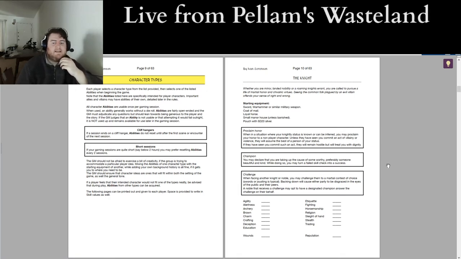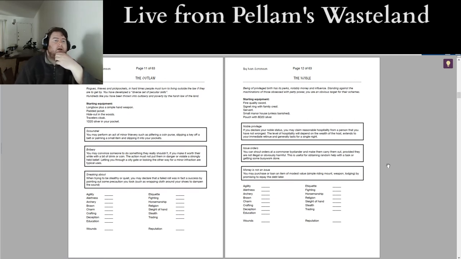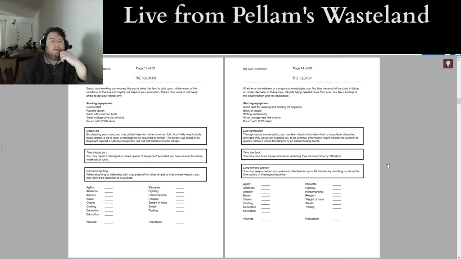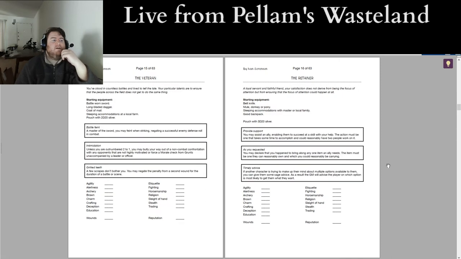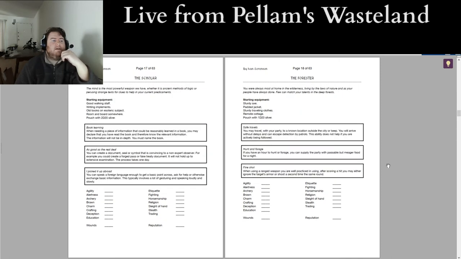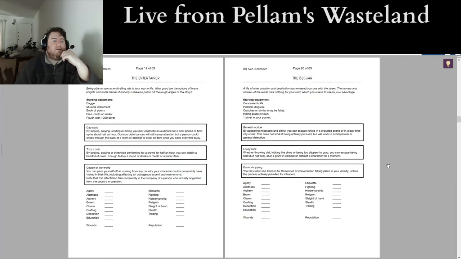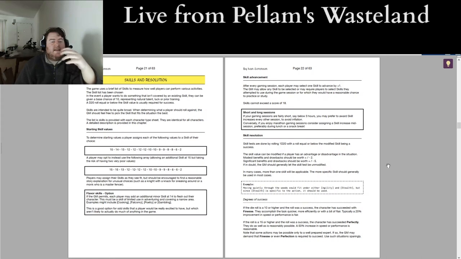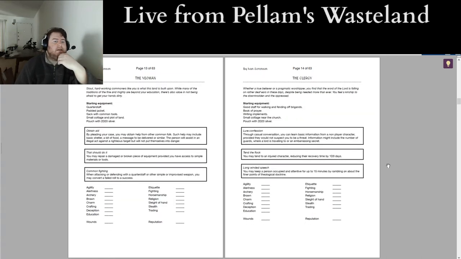So that's the idea, that's a knight ability, right? That's something the knight can do that's sort of special, breaks the rules. That's sort of how the abilities work, they basically all break the rules in some way, or they guarantee success, or they turn a failed check into a success or something like that. So we have the knight, the outlaw, the noble, the yeoman, the clergy, the veteran, the retainer, the scholar, the forester, the entertainer, the beggar, and that's it. That's all the character options.